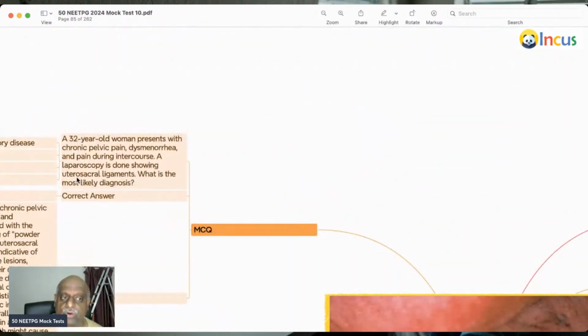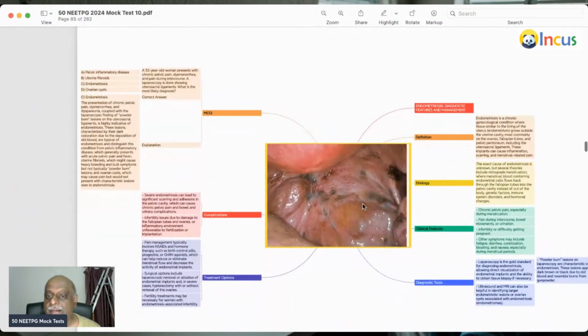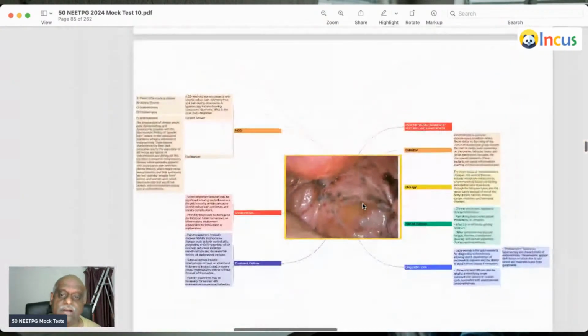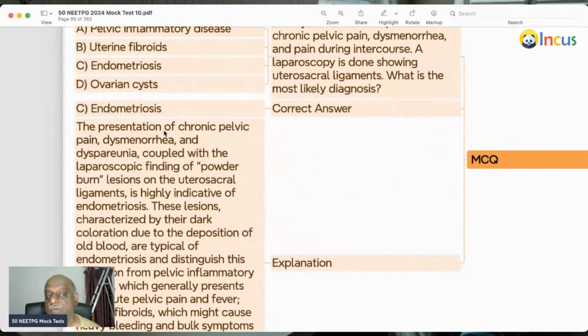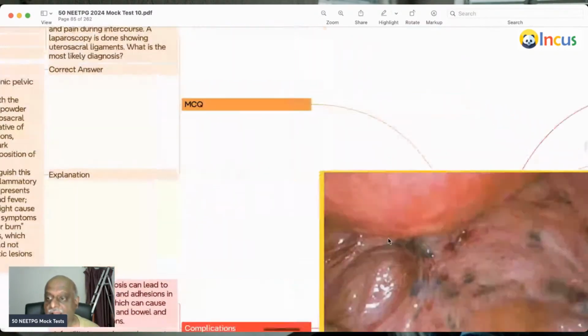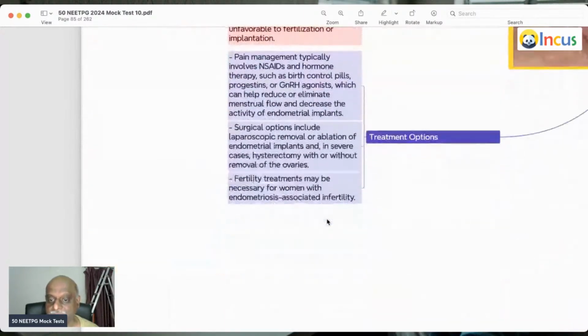Now, a 32-year-old with chronic pelvic pain with dysmenorrhea, pain during intercourse. Dyspareunia, pain during intercourse. And what do you see? Burnt powdered appearance, which is typically the feature of endometriosis. Powder burn, a laparoscopic finding on the uterosacral ligaments, is highly typical of endometriosis, is what you need to remember.